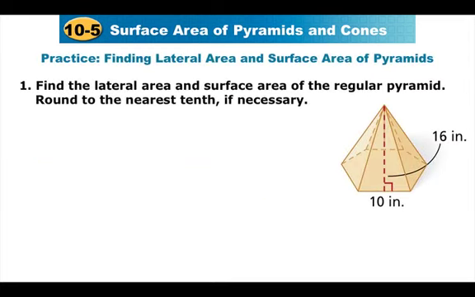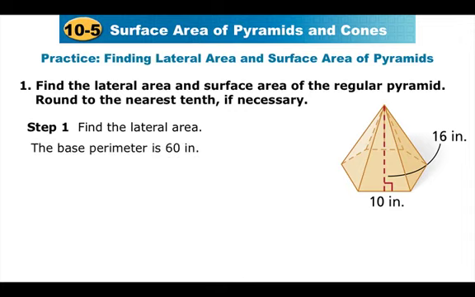Here's number 1. It says find the lateral area and surface area of the regular pyramid. Round to the tenths if necessary. So the first thing you're going to do is find the lateral area. So you need the perimeter times the slant height divided by 2. So let's find the perimeter, and you should see that it is 60, 6 sides. This is a hexagon. The side is 10. Then we use this formula, L is equal to half PL. The perimeter is 60, the slant height is 16. Simplify this, and this is the lateral area.